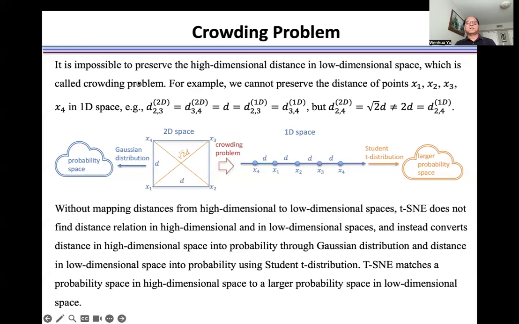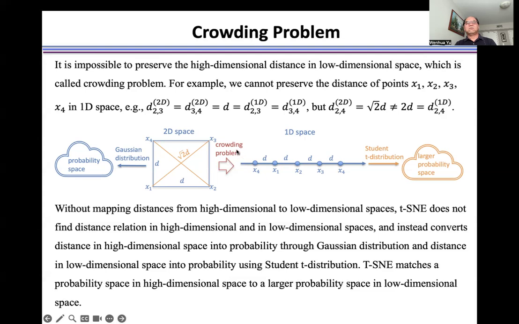It's impossible to preserve the high-dimensional distance in low-dimensional space, which is called the crowding problem. For example, we cannot preserve the distance of points from x1 to x4 in 1D space. For example, in 2D space, from point x1 to x2 to x4 is the same in 1D space. However, the distance in 2D from point 2 to point 4 is different in 1D space.